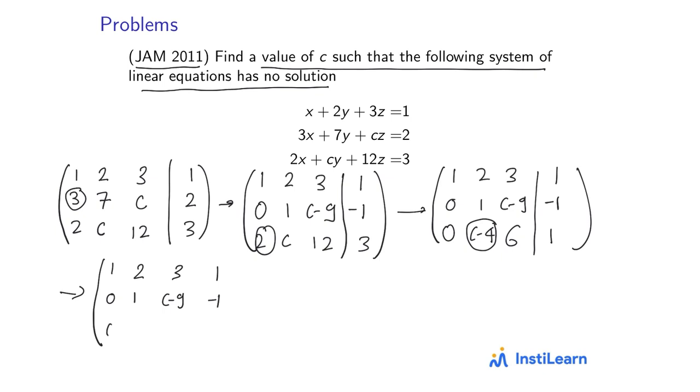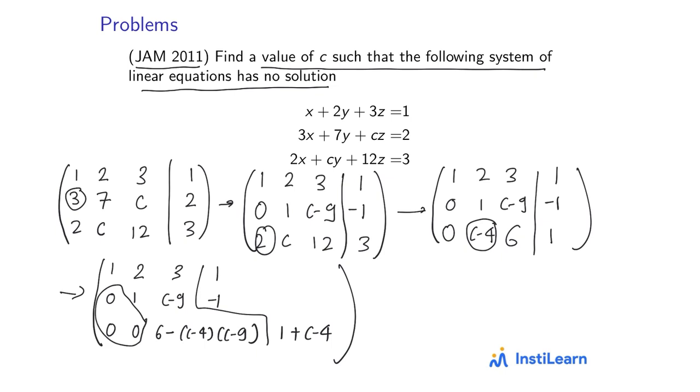Then here I'll get 0, c minus 4 minus c minus 4, 0. Here I'll get c minus 6 minus c minus 4, c minus 9. And then here I'll get, you are subtracting c minus 4, so 1 plus c minus 4. Okay, so I write like this. So this is the matrix you get. So you have created your zeros here.